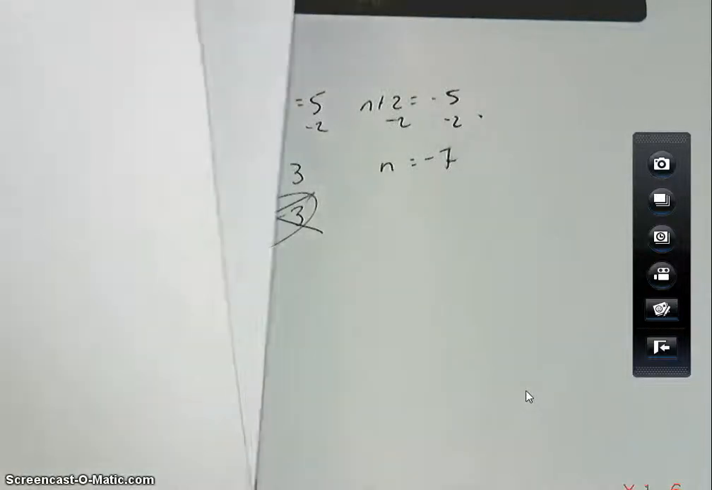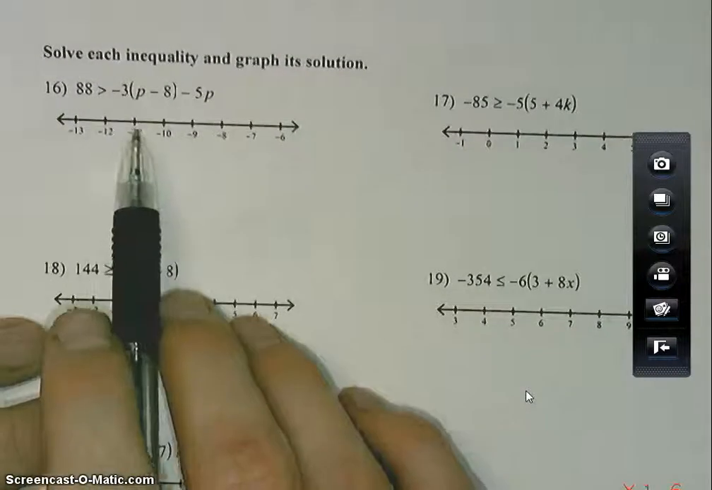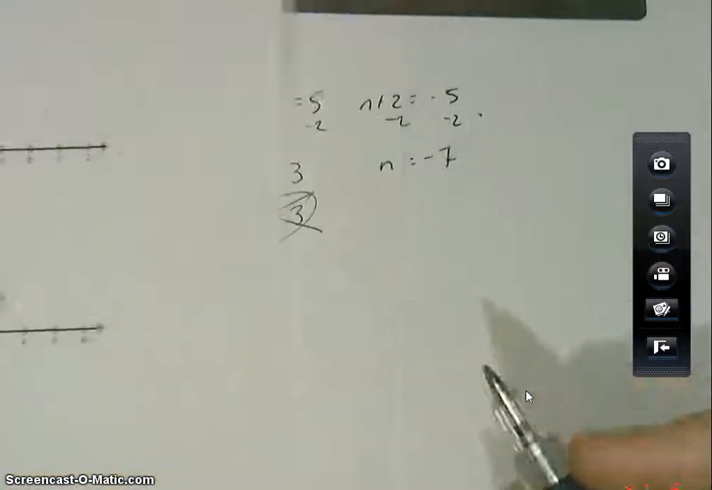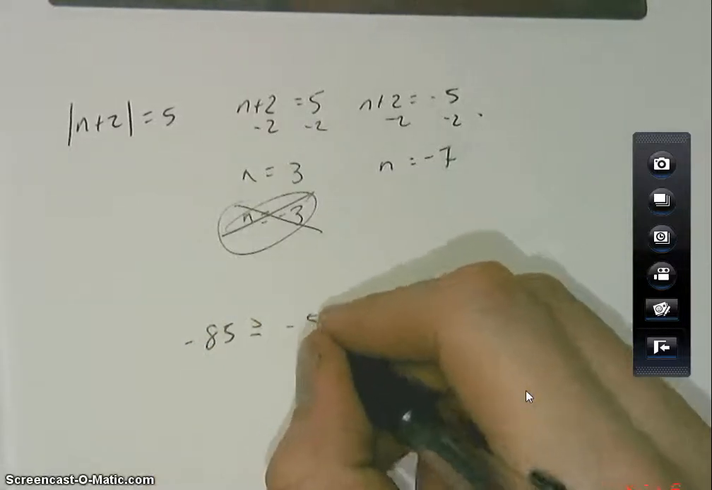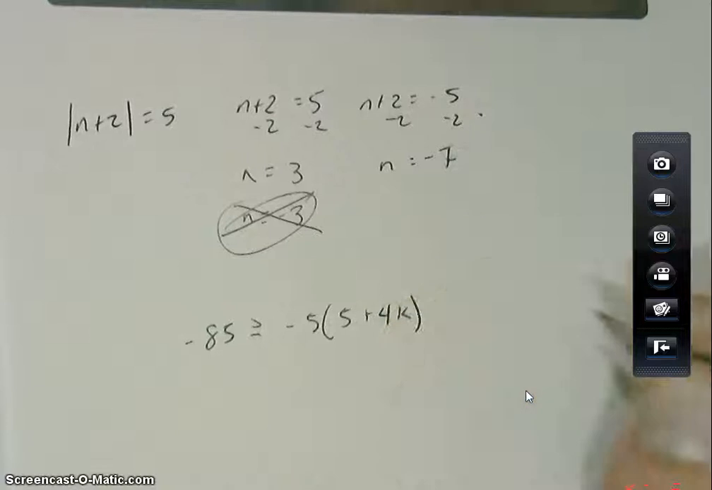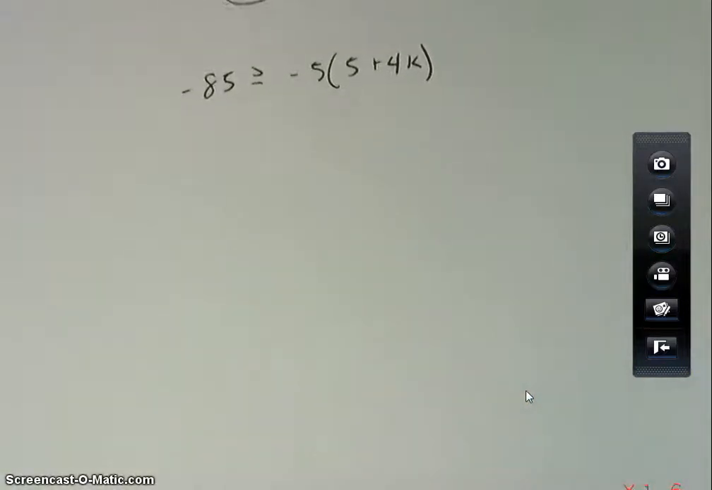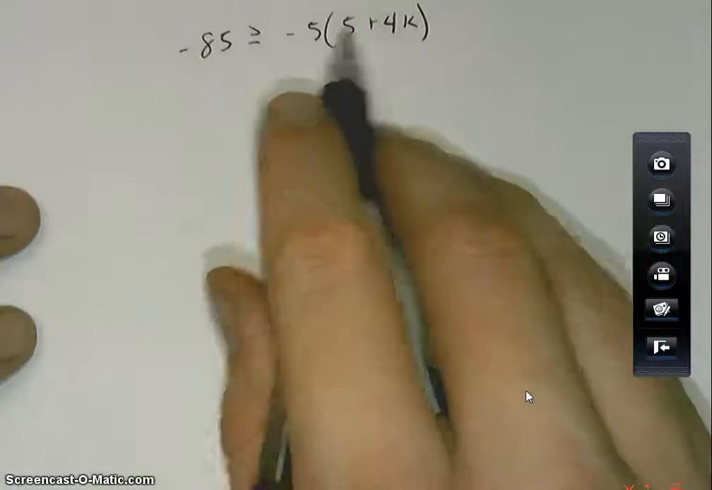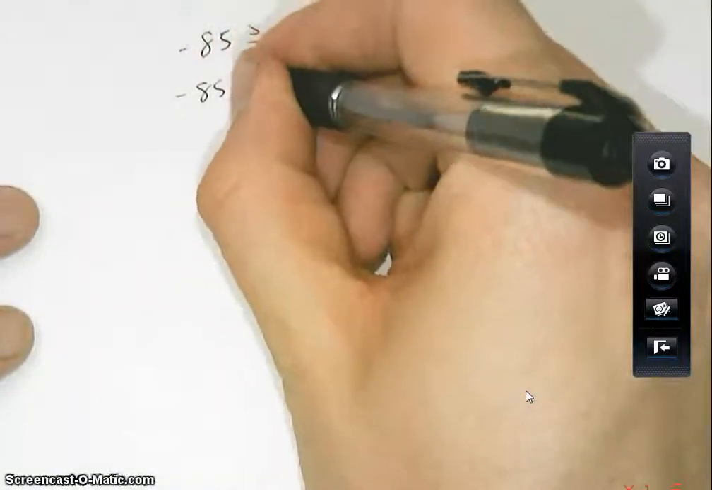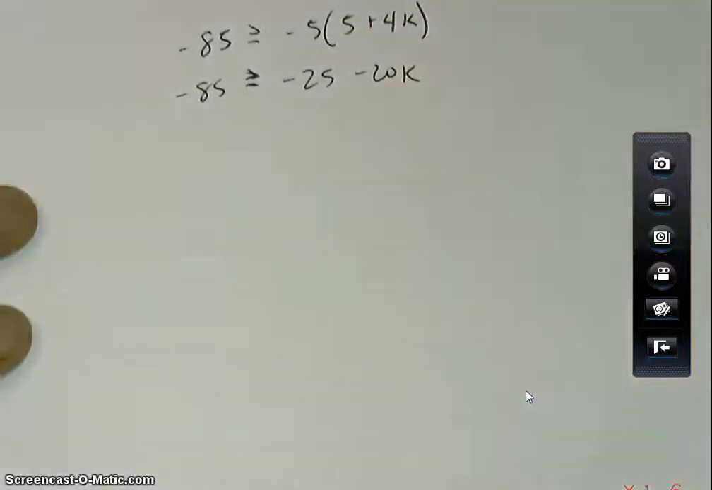Next, we're going to have ones like these right here. Okay? These are going to be our inequality problems. So let's start with this one. Negative 85 is greater than or equal to negative 5 times 5 plus 4k. So for the first part of these, you're going to treat it just like it is an equation. It's an inequality, but treat it like it's an equation. We want to distribute the negative 5 first, keeping our sign the same. And we get this right here.